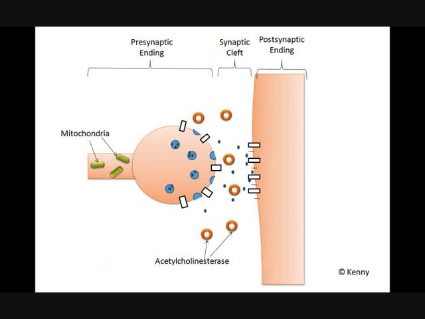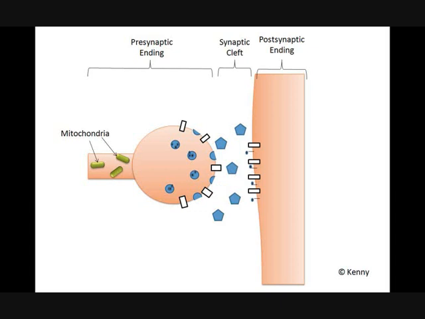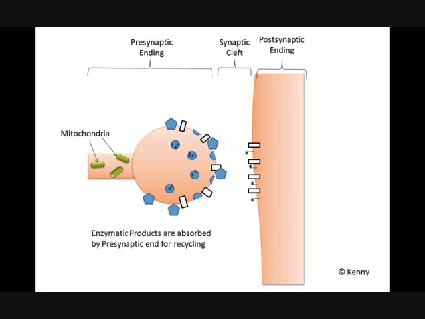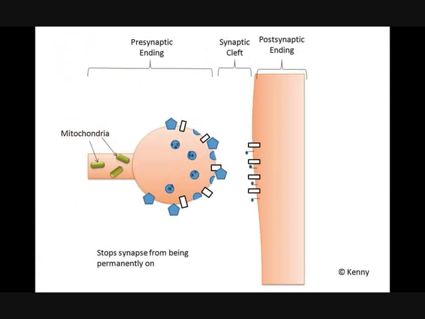The neurotransmitter is broken down by a specific enzyme in the synaptic cleft. For example, the enzyme acetylcholinesterase breaks down the neurotransmitter acetylcholine. The breakdown products are absorbed by the presynaptic neuron by endocytosis, and are used to re-synthesize more neurotransmitters, using energy from the mitochondria. This stops the synapse being permanently on.